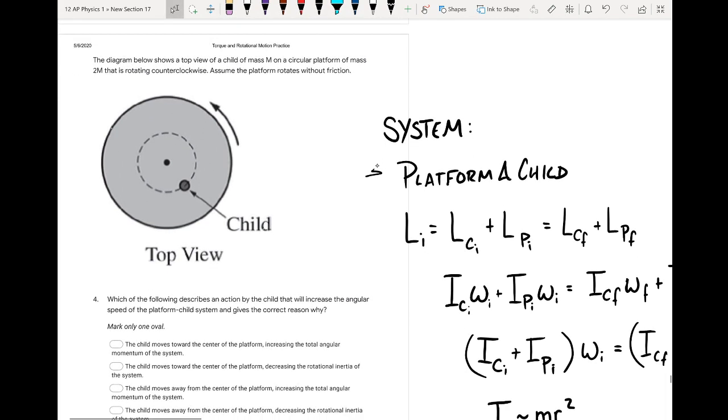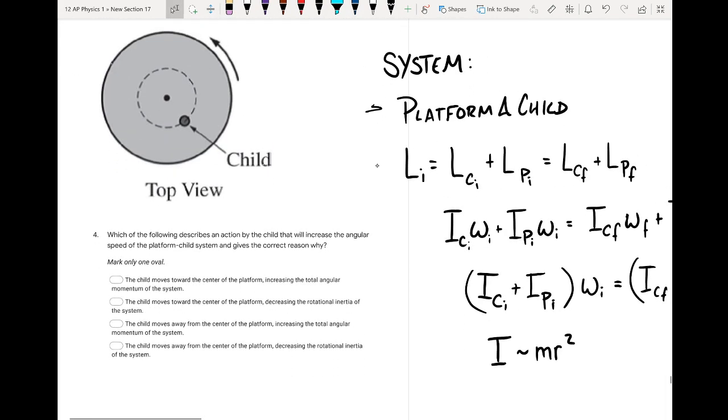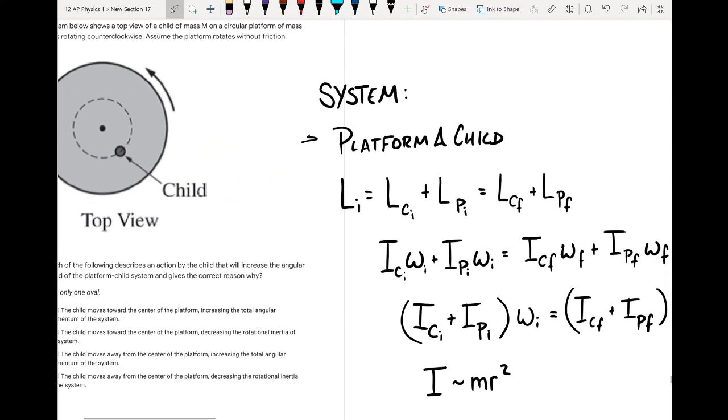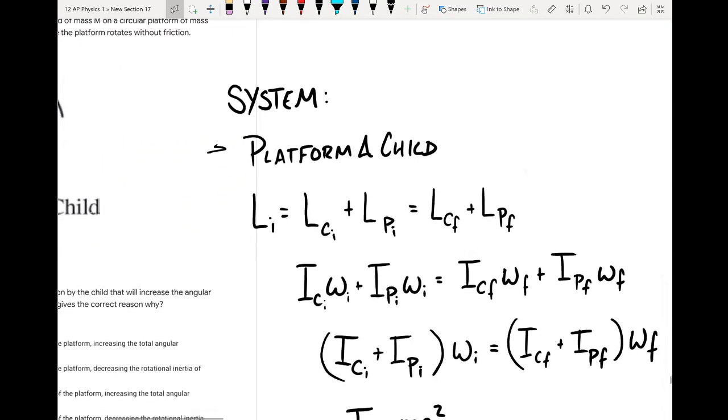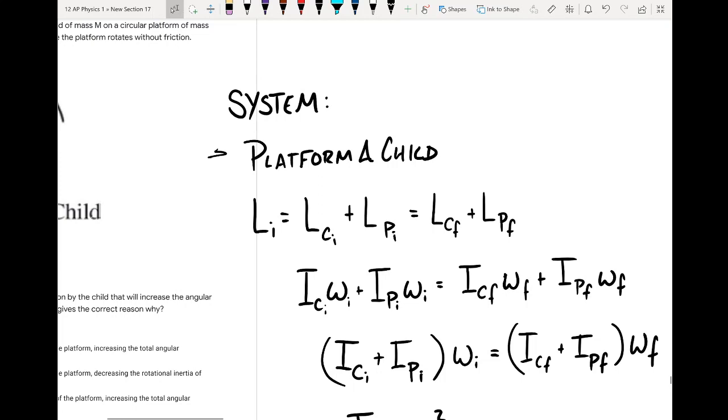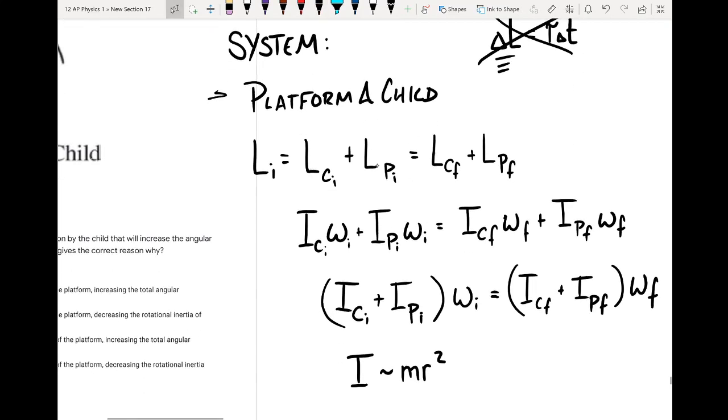So the first question is, which of the following describes an action by the child that will increase the angular speed of the platform-child system and gives the correct reason why? If we look at this setup, the system is made up of the platform and the child, and we already established that there are no outside torques acting on our system. We said an outside torque will change the angular momentum of the system. But in this case, we don't have any change in angular momentum. So the initial angular momentum has to equal the final angular momentum.